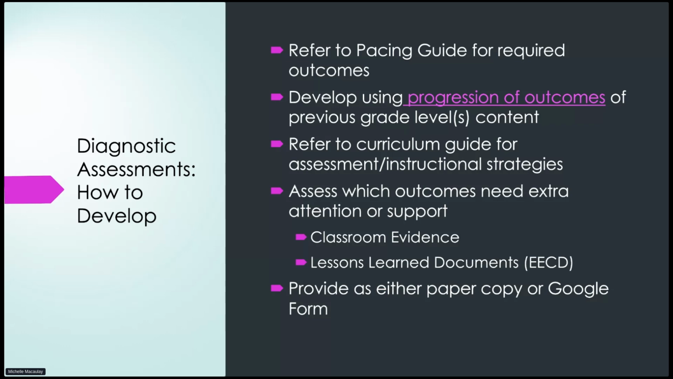The fourth bullet on the screen says: assess which outcomes need extra attention and support. This could be through classroom experience evidence, as well as information in the lessons learned documents, which is also provided by the Department of Education and Early Childhood Development. The extra attention and support are common topics that the students may struggle with. This can become the basis or foundation of what you would incorporate into your diagnostic assessment, and it could be created either as a paper copy or on a Google Form.